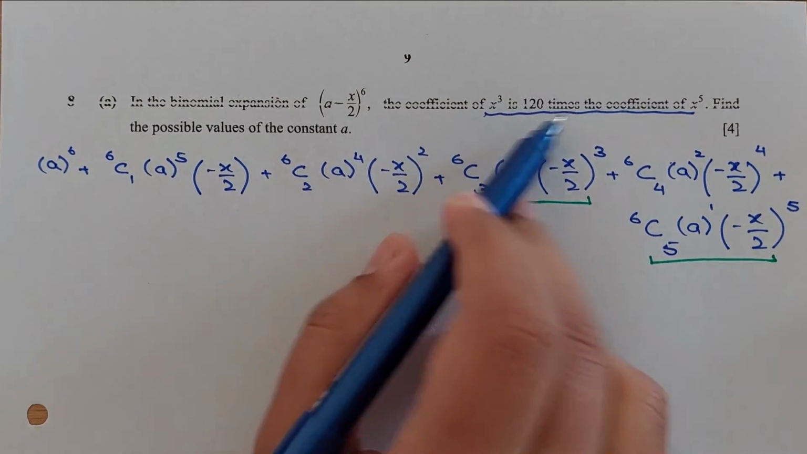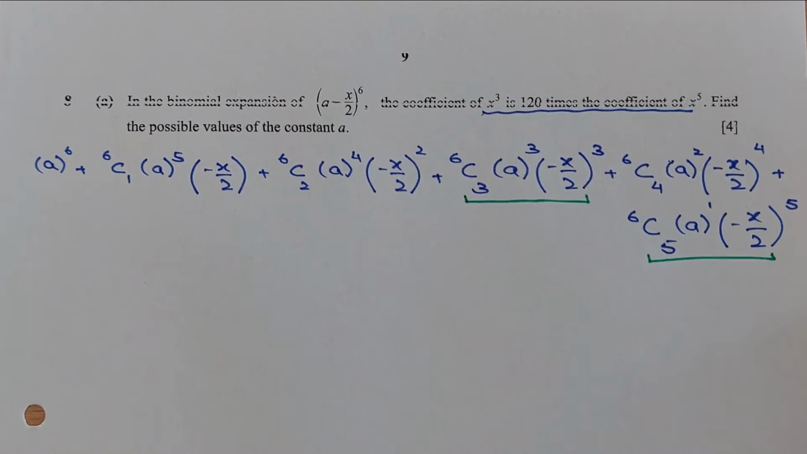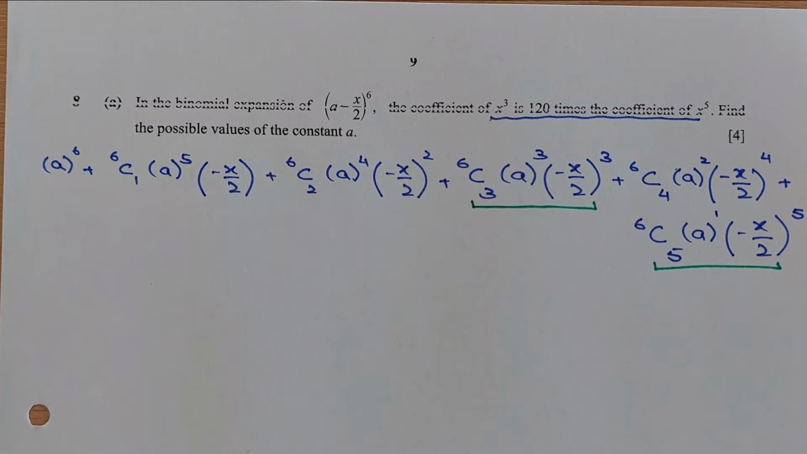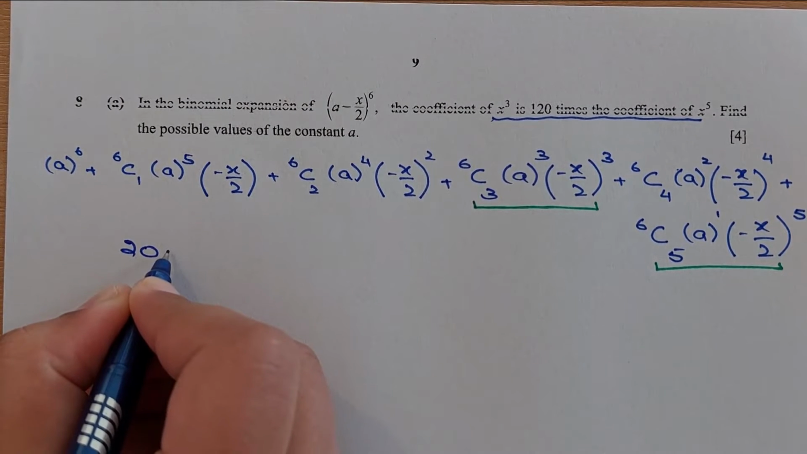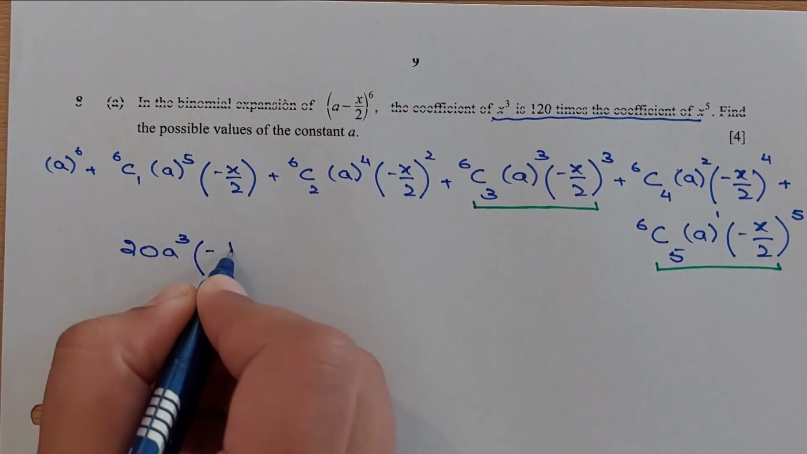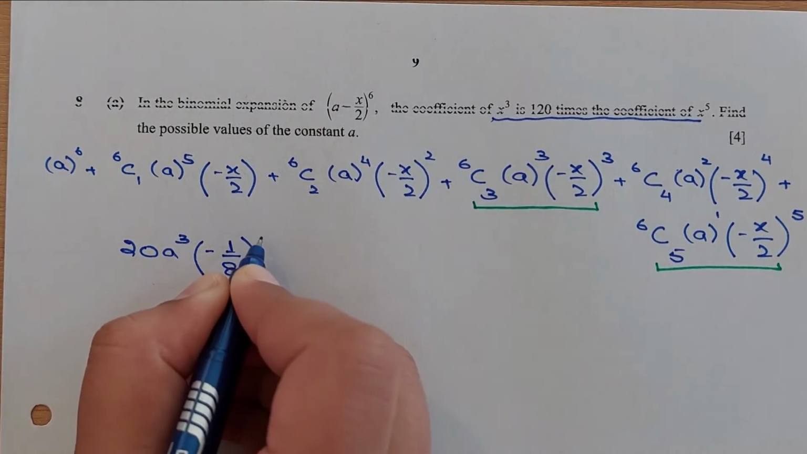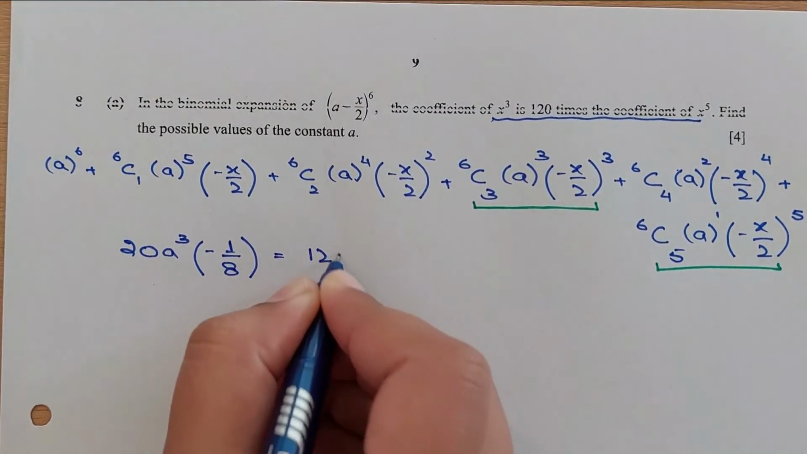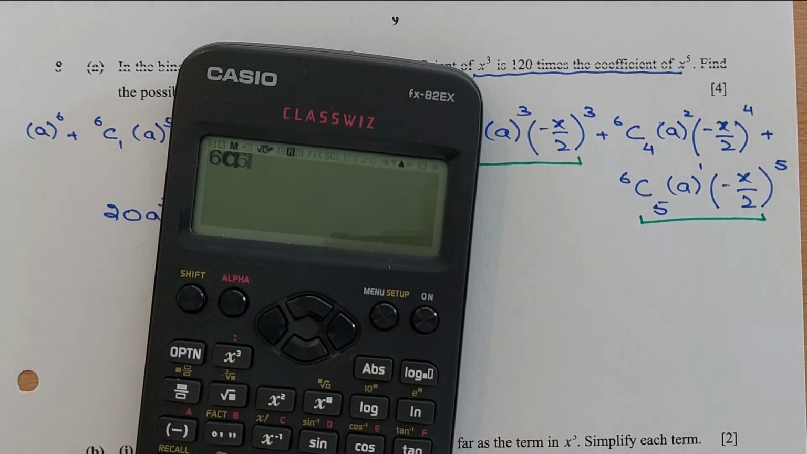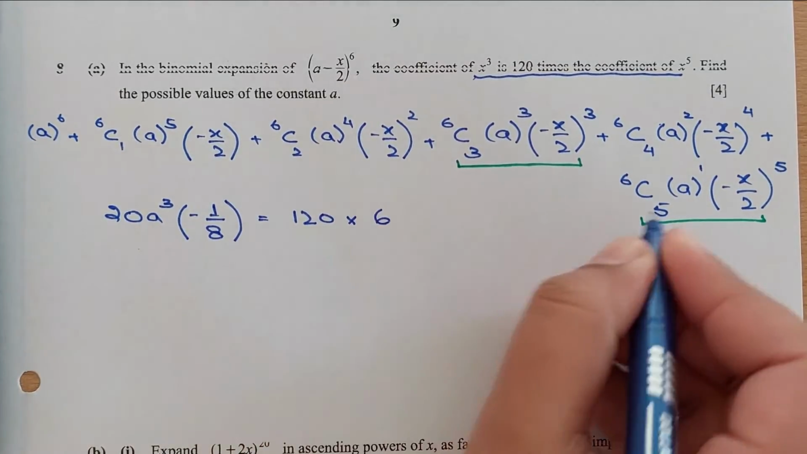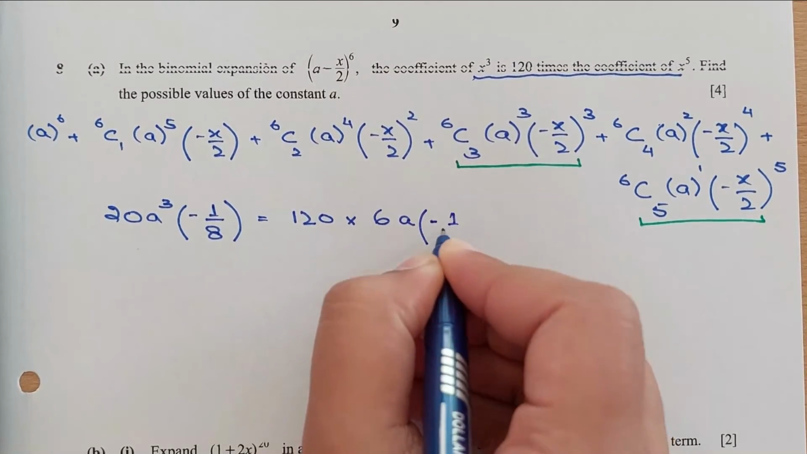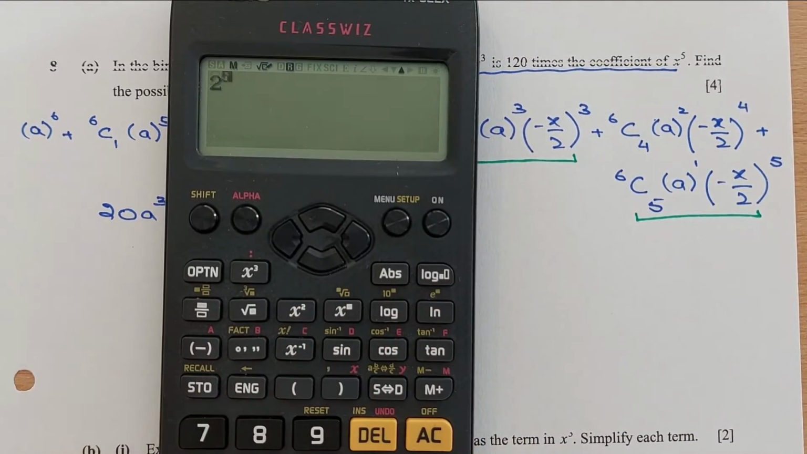The coefficient of x cube is 120 times the coefficient of x power 5. So 6c3 is 20. So this is 20 a cube, and this is negative x cube over 8, or we can say minus 1 by 8. This is the coefficient of x cube. This is equal to 120 times the coefficient of x power 5. What is 6c5? 6c5 is 6. We have a and minus 1 over 2 power 5 is 32. Yes, 32.